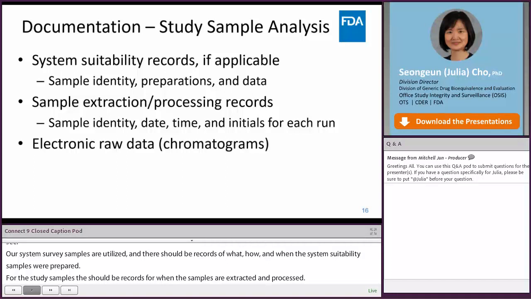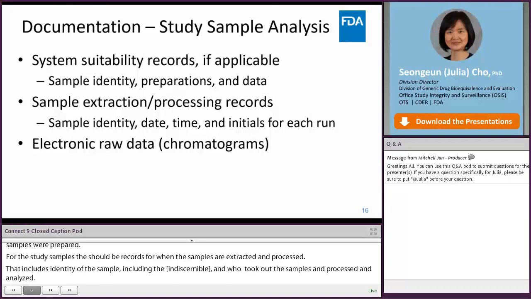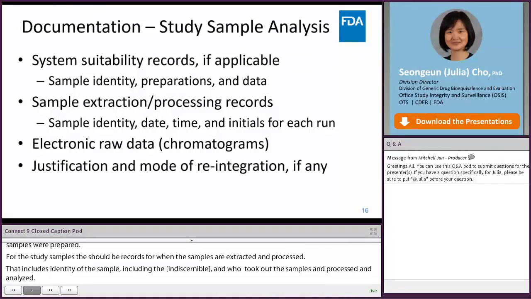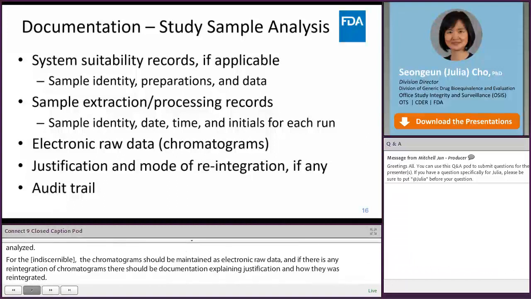For LC-MS, the chromatograms should be maintained as electronic raw data, not as static PDF files. And if there is any reintegration of chromatograms, there should be documentation explaining the justification and how they were reintegrated. And as we talked about earlier, the audit trail should be available for review and should capture all study activities.